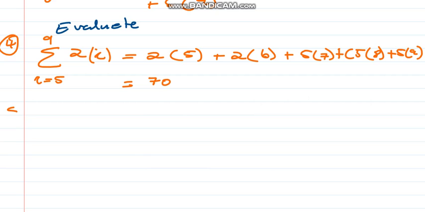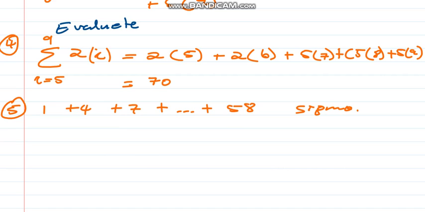Okay, lastly, number 5. In number 5, we need to write 1 plus 4 plus 7 plus up to 58. We need to write that in sigma notation. Now, in the previous videos, you've seen how to write things in sigma notation. First of all, you just write that, that's the first thing that you do. And you can start at i if you want. You can say i is equal to 1.